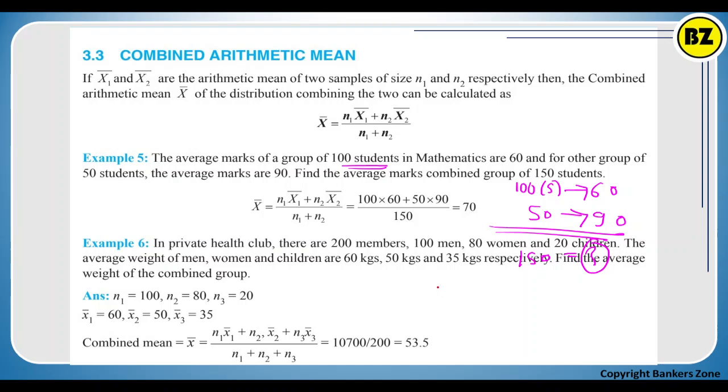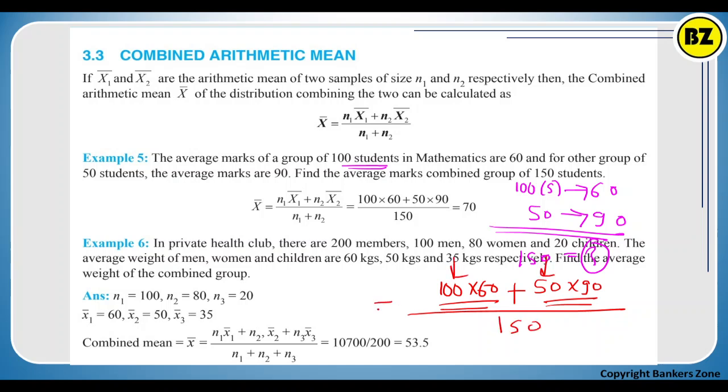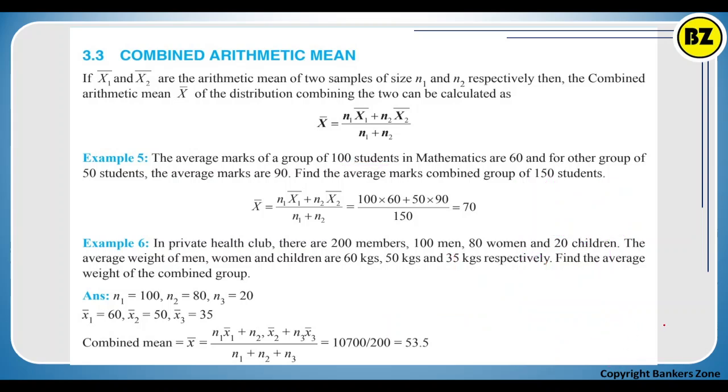How? For 100 students, the average mark is 60, so this will be the total marks of the 100 students. For 50 students, the average mark is 90, so this will be their total marks. Now how many total students are there? 150. When you solve it, you get 600 plus 450, right, divided by 150. Simply 1050 divided by 150. It will be 70, your answer. Very simple. Apply some common sense and you will get the solution.